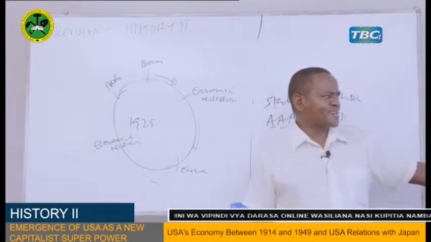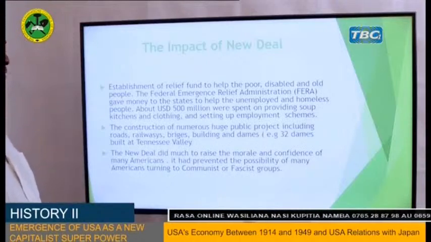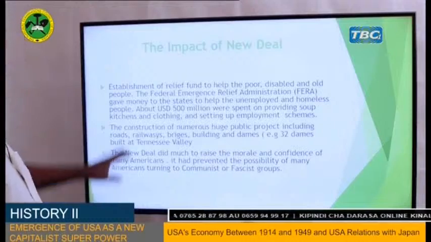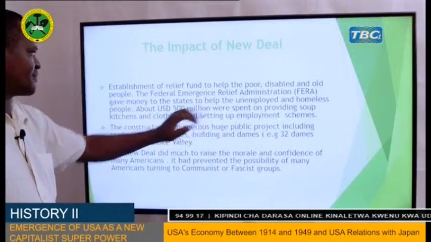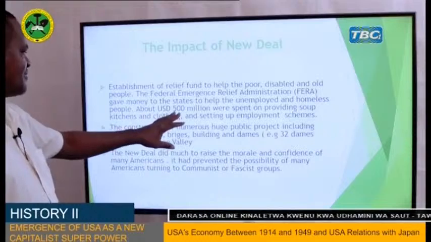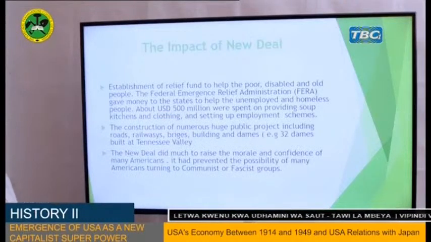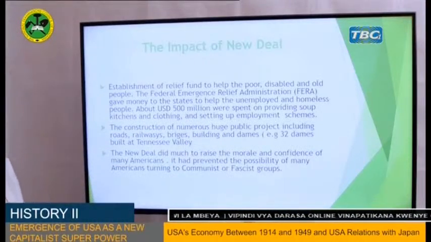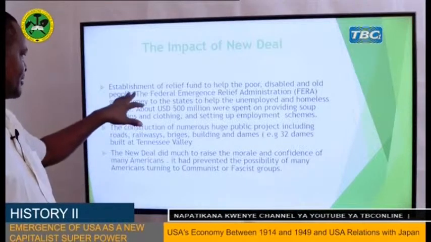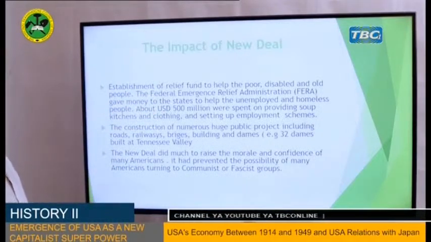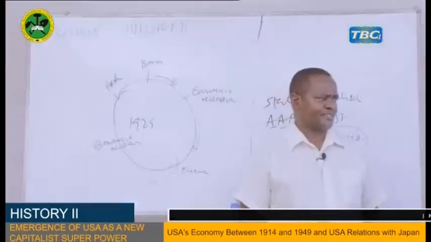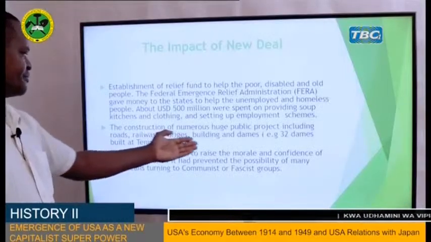My dear students, another impact, of course, was the establishment of a relief fund to help the poor. Of course, we have said, this was established through the Federal Emergency Relief Administration, FERA, and it gave money to the states to help the unemployed and homeless people. About $500 million was spent on providing soup kitchens and clothing and setting up employment schemes. So you can see this is money which has been spent to create employment and so on. But importantly, here we have spoken about the establishment of a relief fund to help the poor people, the disabled and old people. Another point is the construction of numerous huge projects, including roads, railways, bridge building, dams.